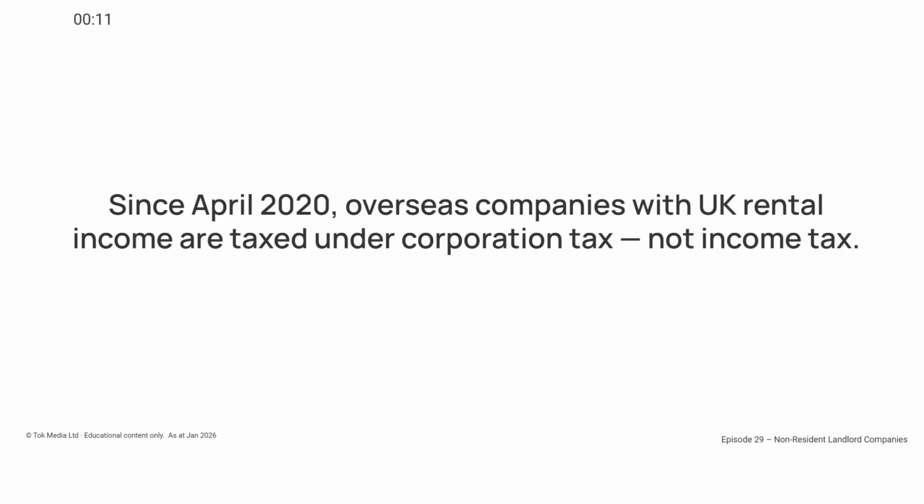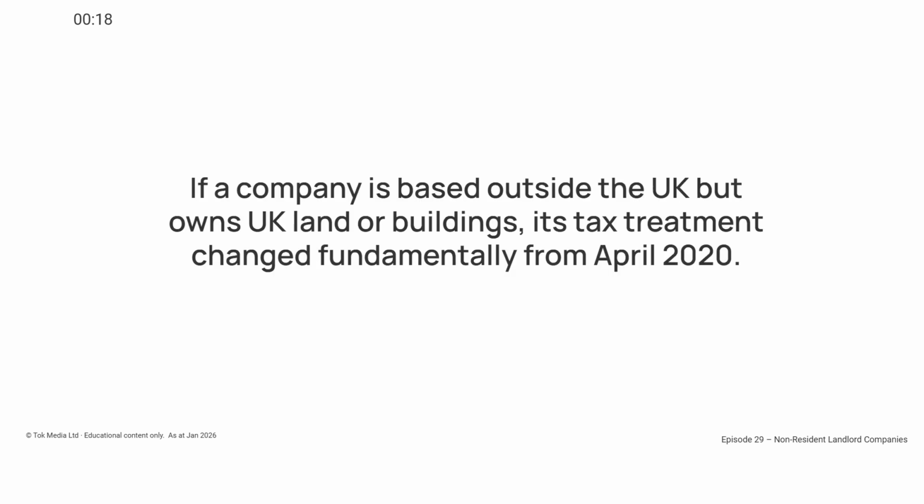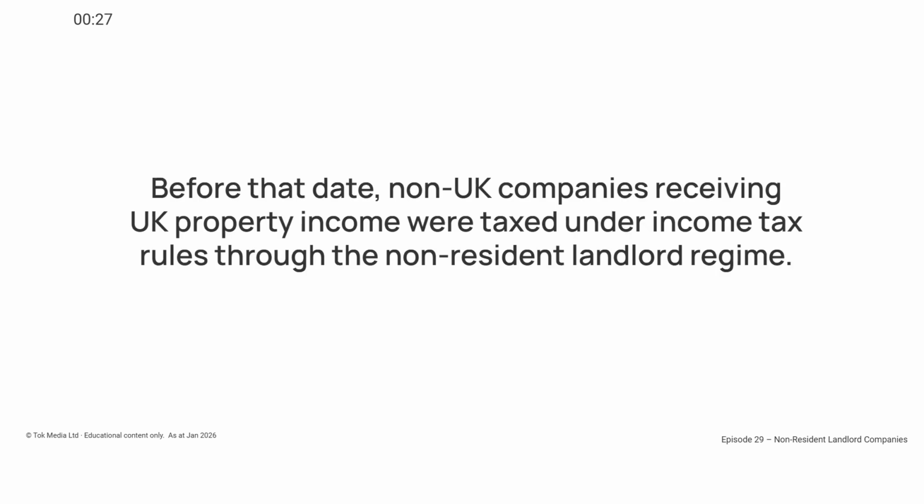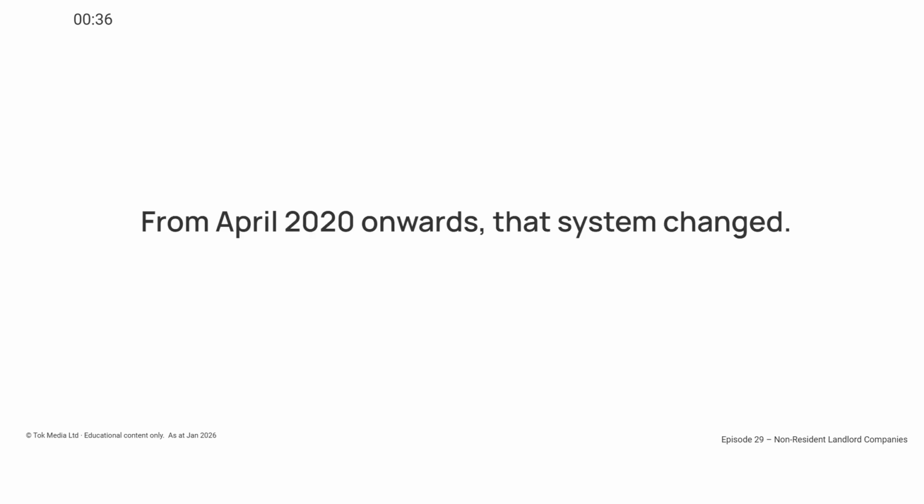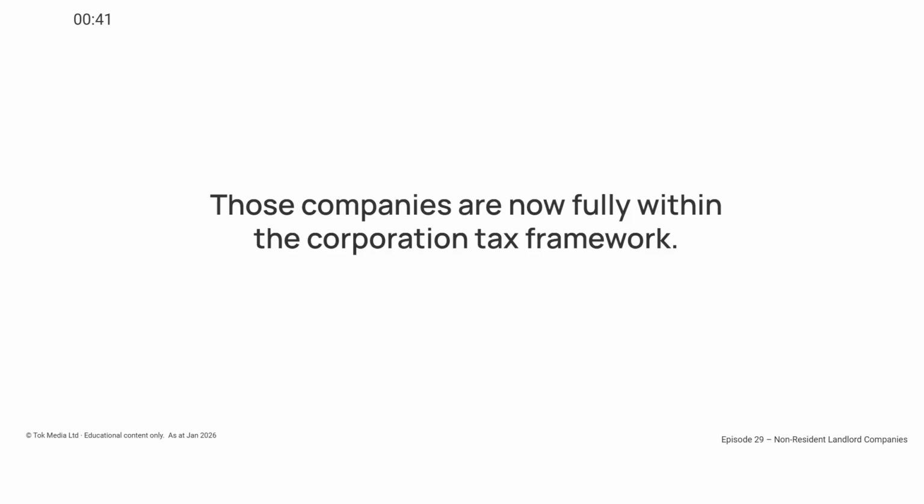Since April 2020, overseas companies with UK rental income are taxed under corporation tax, not income tax. If a company is based outside the UK but owns UK land or buildings, its tax treatment changed fundamentally from April 2020. Before that date, non-UK companies receiving UK property income were taxed under income tax rules through the non-resident landlord regime. From April 2020 onwards, that system changed. Those companies are now fully within the corporation tax framework.